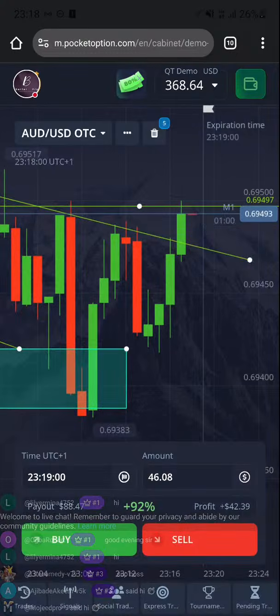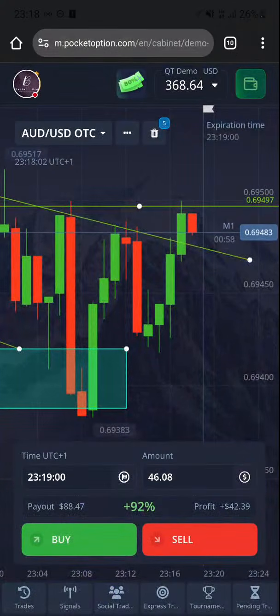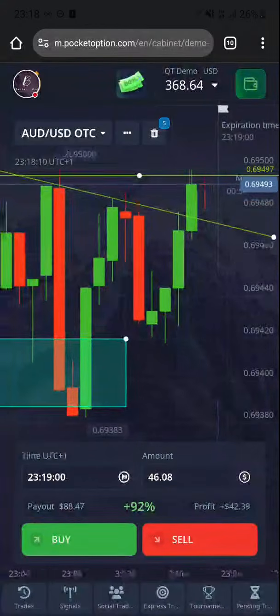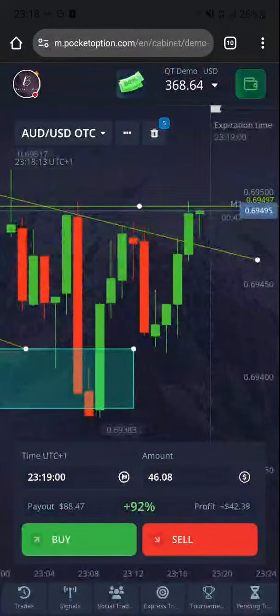You understand? And when it happens like that, don't be alarmed that stuff like that is happening. You get the gist. Now we have 1, 2, 3, 4. This is the fifth candle. We expect it to be a red candle, but we cannot take our trade based on that alone.